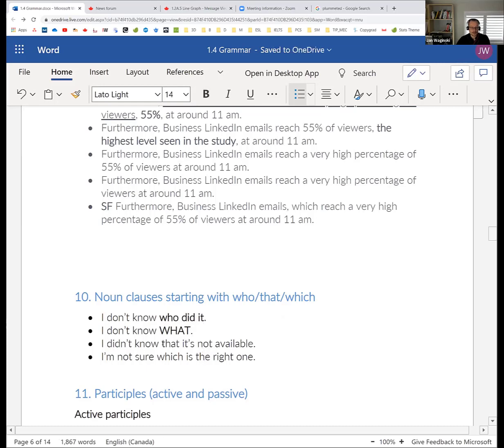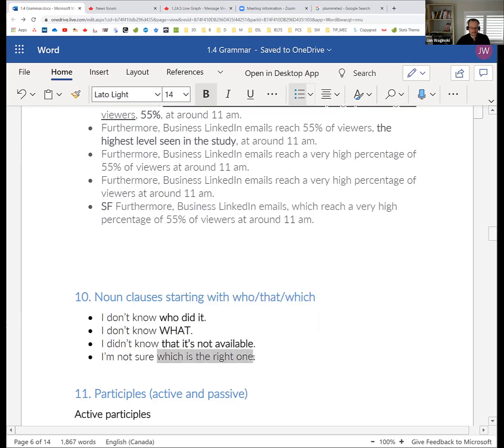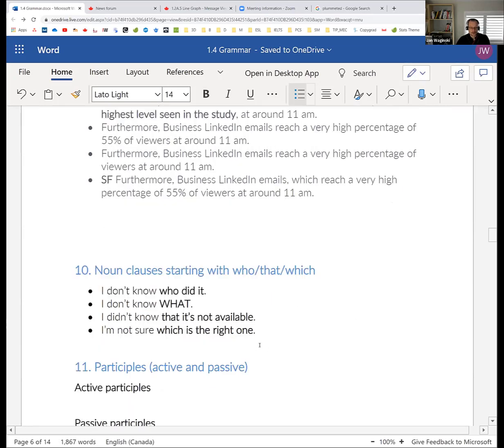I didn't know that it's not available. Same thing. I didn't know what. And here that means the fact. I'm not sure which is the right one. Same thing. I'm not sure which one I should buy. I'm not sure what to do. Those are all noun clauses. Okay.